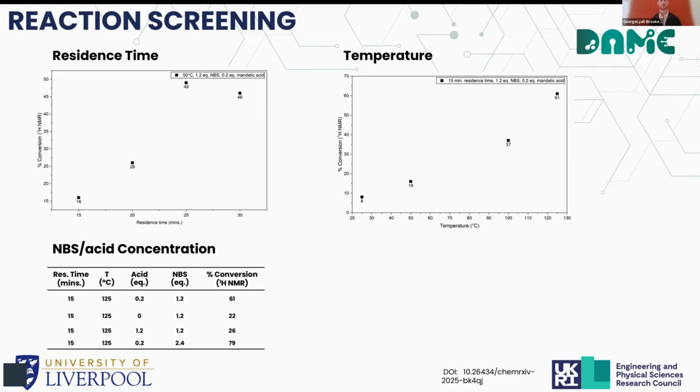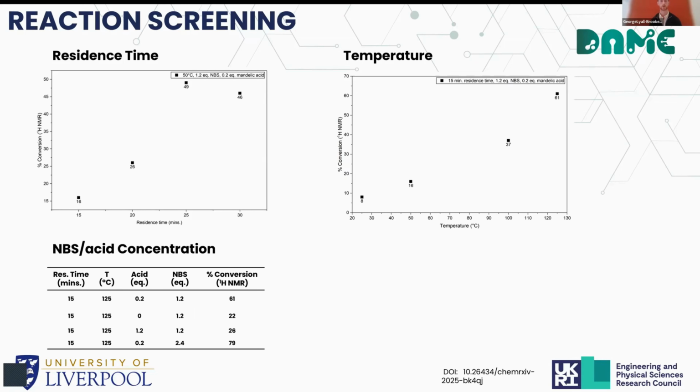We then wanted to vary the concentration of our MBS and mandelic acid to see what effect this could have. To do this, we used the optimal data point up to this point of 15 minutes, 125 degrees, at 0.2 equivalents and 1.2 equivalents of the mandelic acid and MBS respectively. As we've talked about already, that returned a 61% conversion.